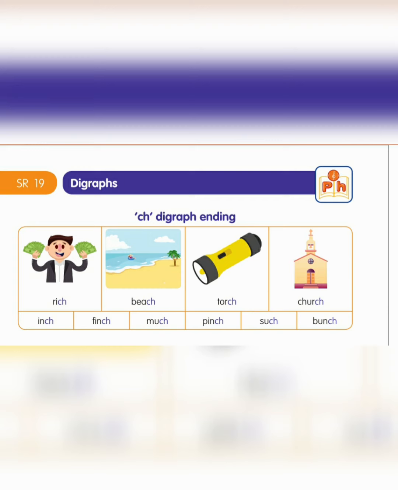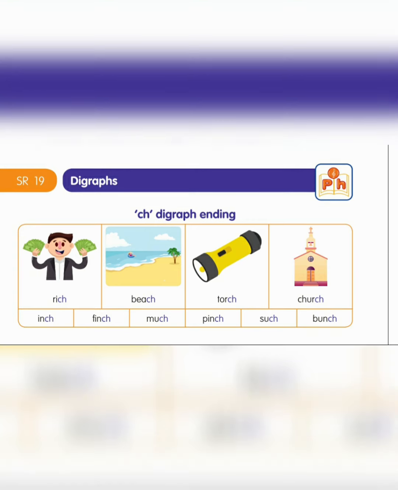Ch as in much. Ch as in pinch. Ch as in such. Ch as in bunch.